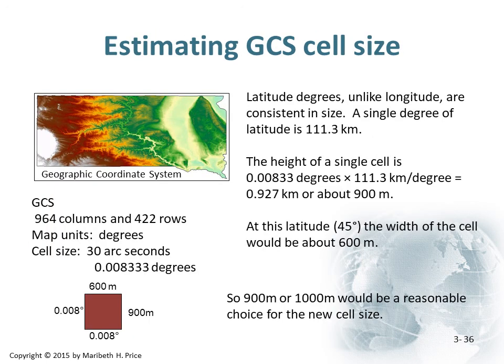Now, from a GCS, you can estimate cell size. This is not something you need to spend too much time worrying about, except know this: a single degree change in latitude is equal to 111 kilometers on the ground. So think about that. If you're off by a degree in your recording of a known location in a GCS, you're off by 110 kilometers. Let that sink in.